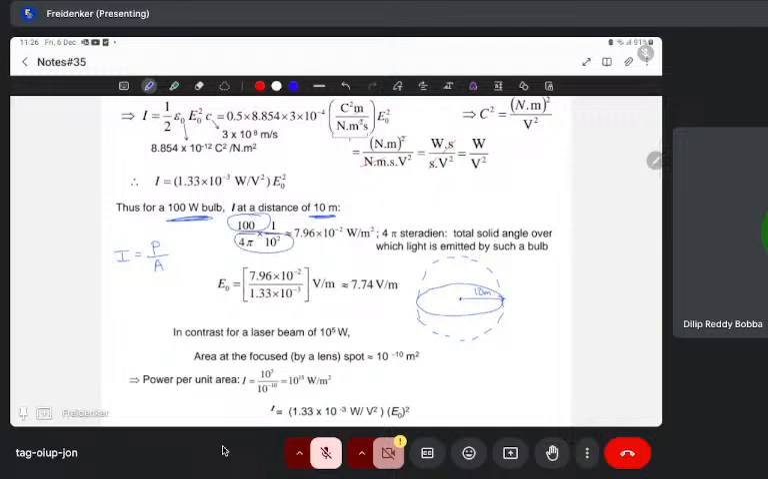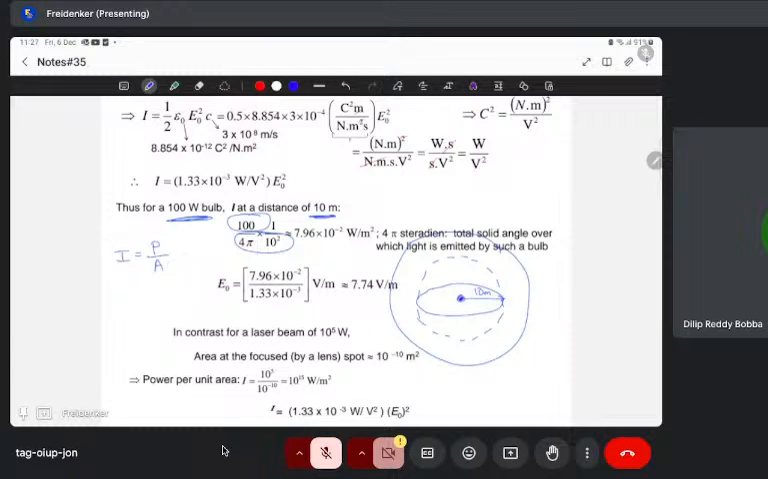So what does it mean? If you're closer to the bulb, intensity is more. If you're going away and away, the intensity is decreasing. Why is intensity decreasing? Because light is spreading. Initially, all of that was concentrated here, so intensity is high. But as you go farther and farther away, the area over which the light is spread is increasing, so intensity is decreasing. That's why as area increases, intensity decreases.